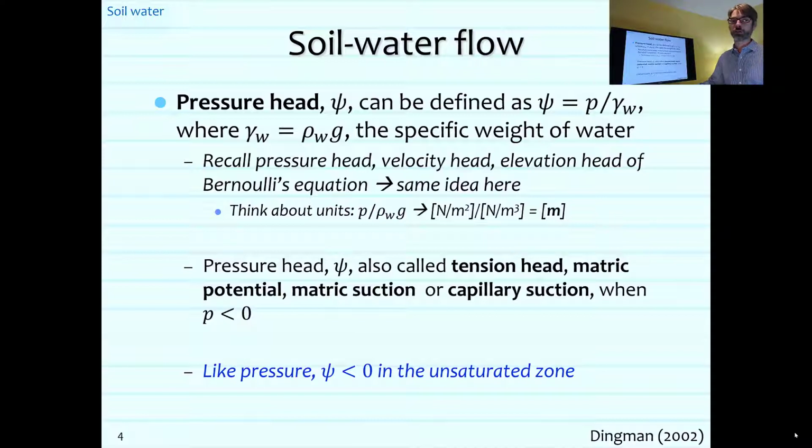Pressure head, or psi, is also called tension head, matrix potential, matrix suction, or capillary suction when the pressure is less than gauge pressure. And like pressure, the pressure head is less than zero in the unsaturated zone. So all of these values are going to be negative values in the unsaturated zone.